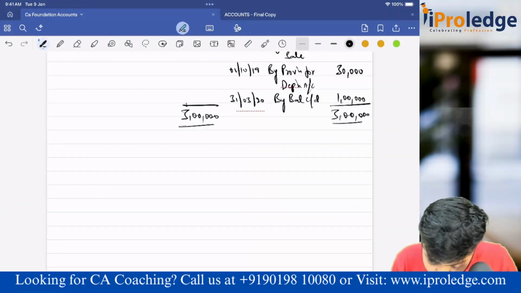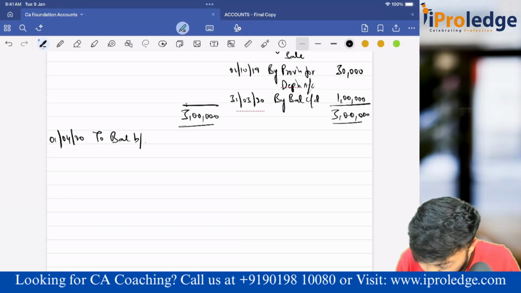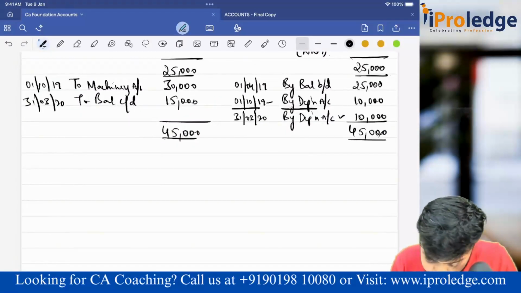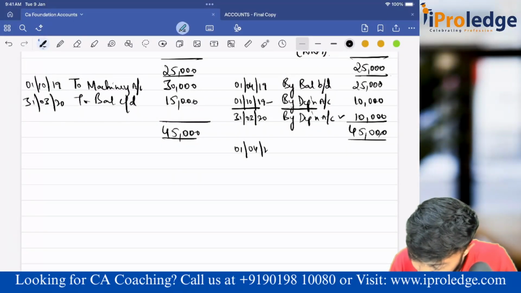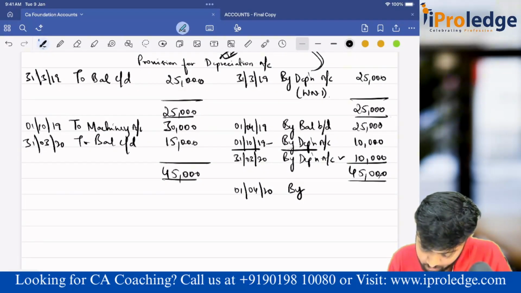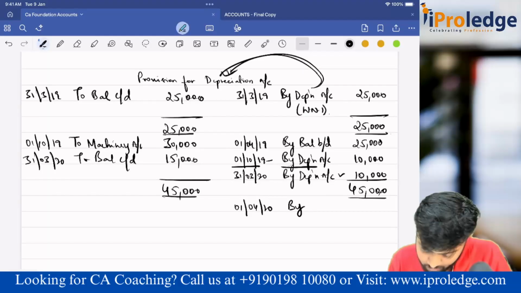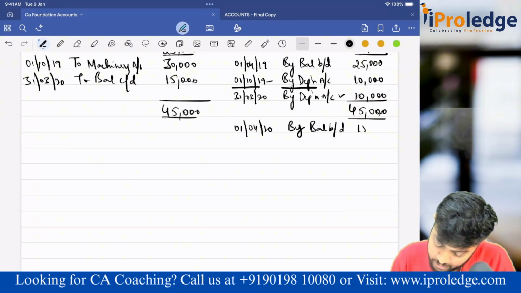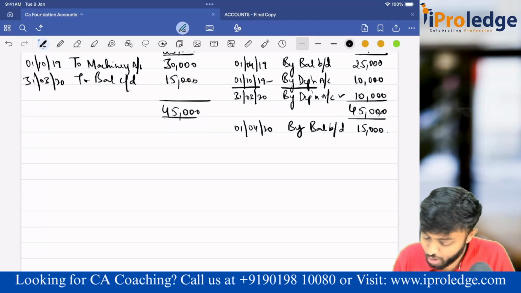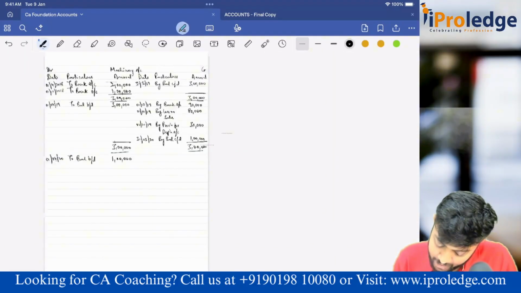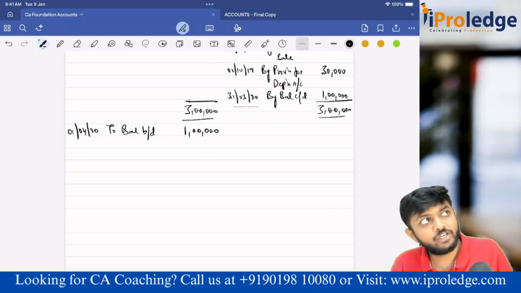Now let's enter into the third year. For the third year, please bring down the balance. 1,422. Balance brought down 1 lakh. Next, this balance also you bring down. 1,420 by balance brought down. It is 15,000. I brought down the balance. Next, here also a sale happened.